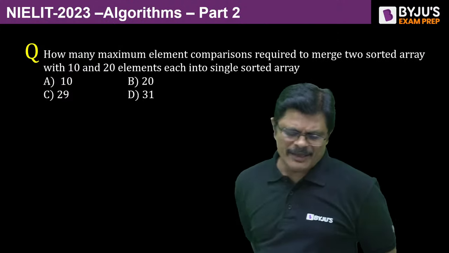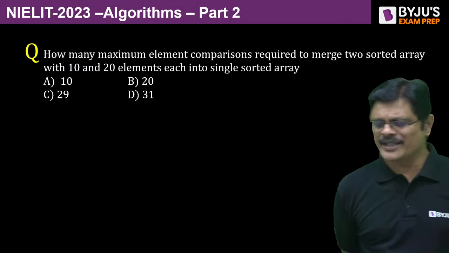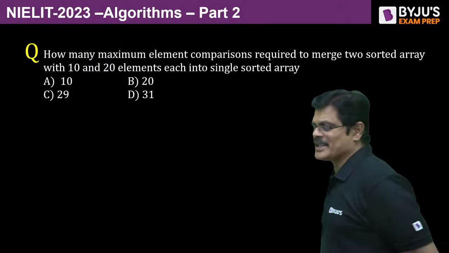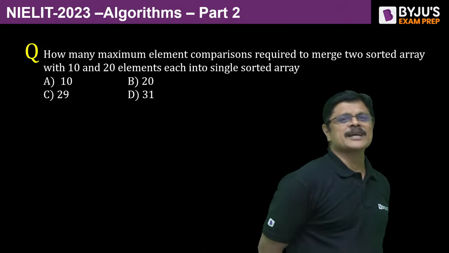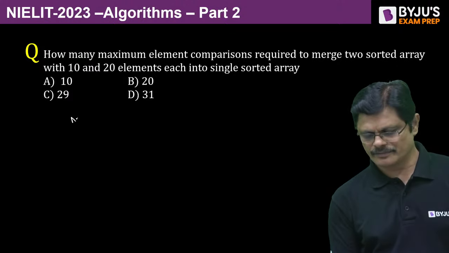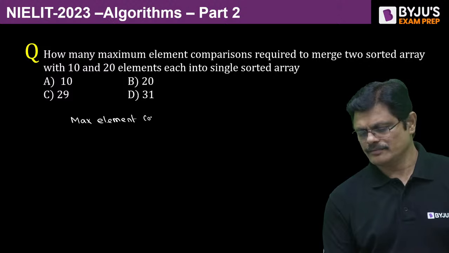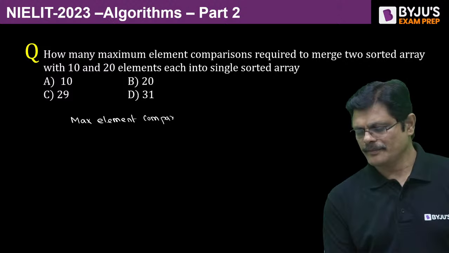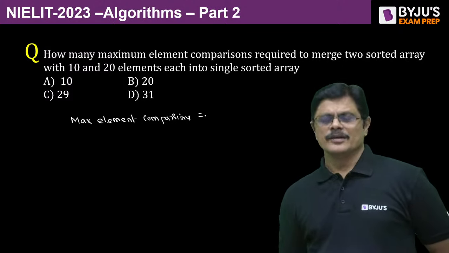How many maximum element comparisons are required to merge two sorted arrays with 10 and 20 elements each into a single sorted array? Maximum element comparisons. 31.